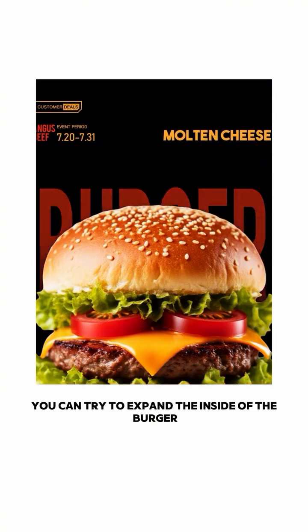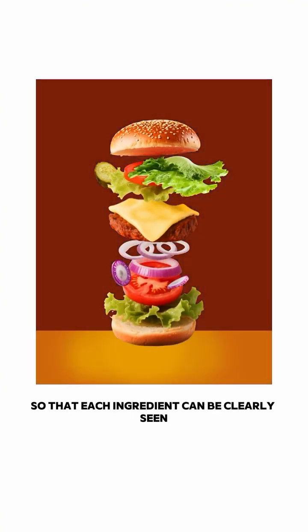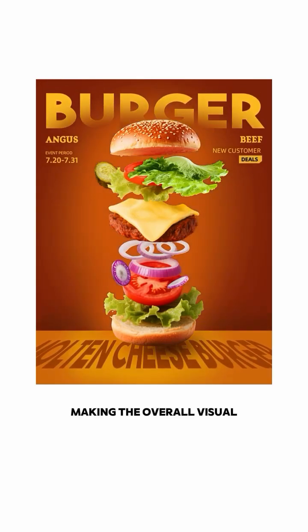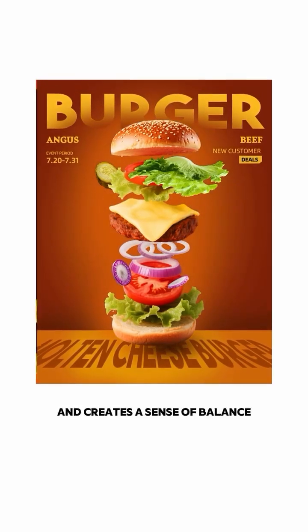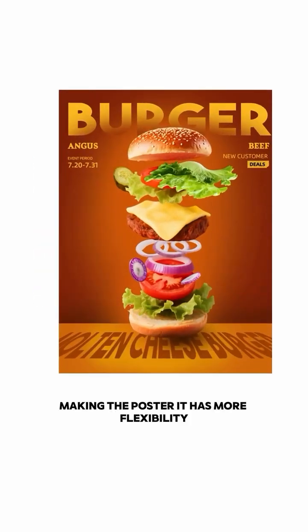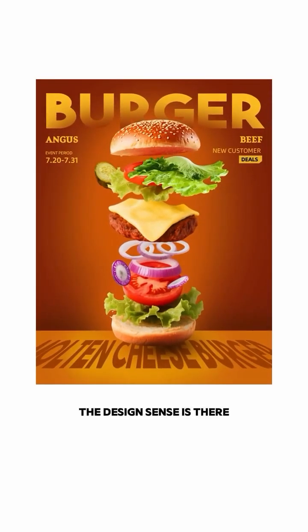You can try to expand the inside of the burger so that each ingredient can be clearly seen. To enhance the appetite, by arranging the text symmetrically, making the overall visual creates a sense of balance. Compared to the previous design, adding more space for white space, making the poster it has more flexibility. The design sense is there.